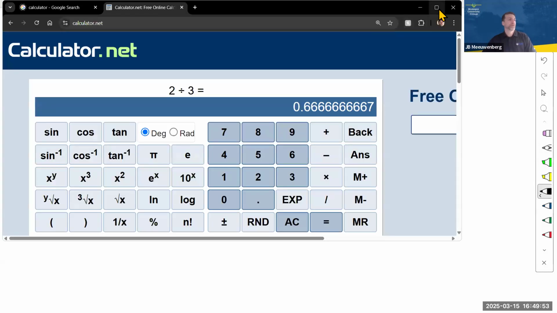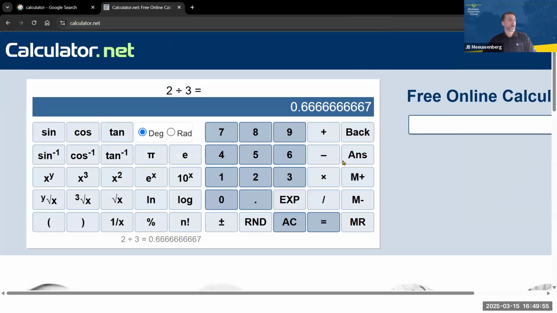I have two calculators pulled up on my computer that I just found online. And what I want you to do is take and divide 2 by 3. So we're going to do 2 divided by 3. And so this calculator, when I do 2 divided by 3, notice what shows up in the display. 0.666666667. Hey, there's one of those repeating decimals, right?